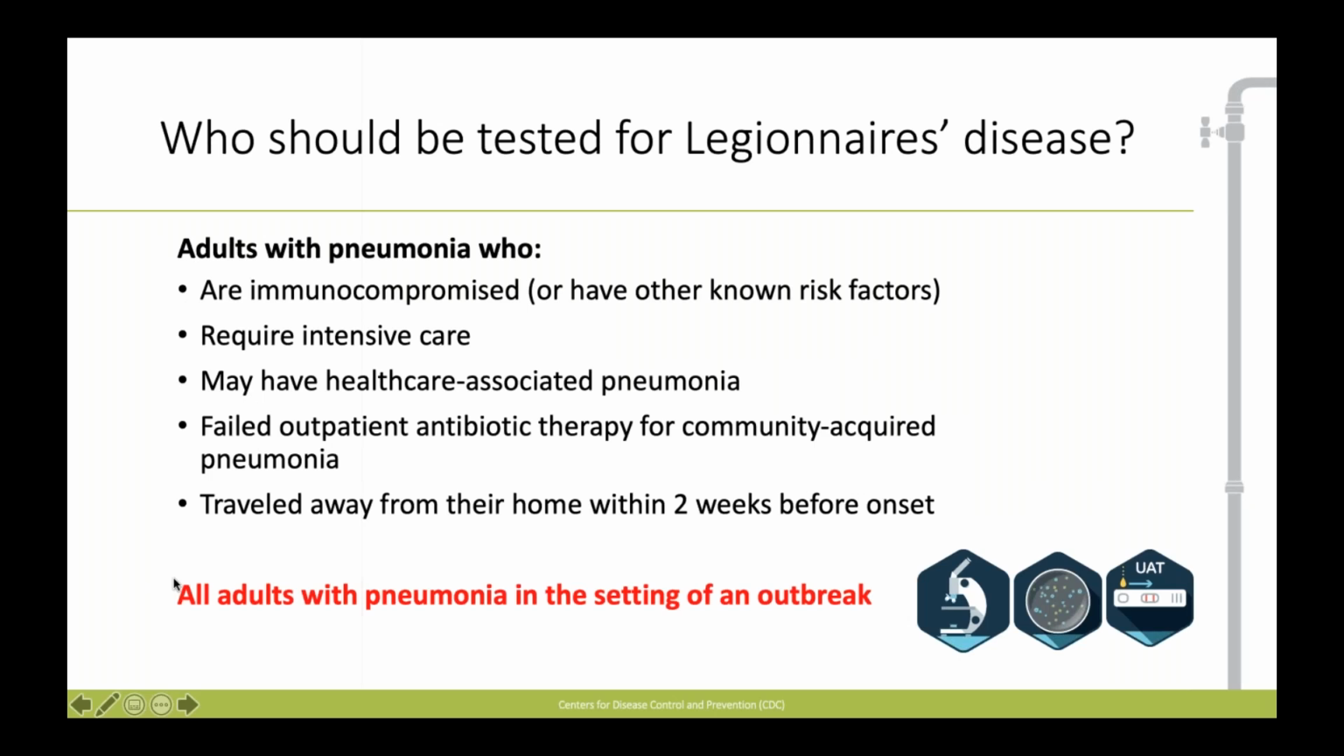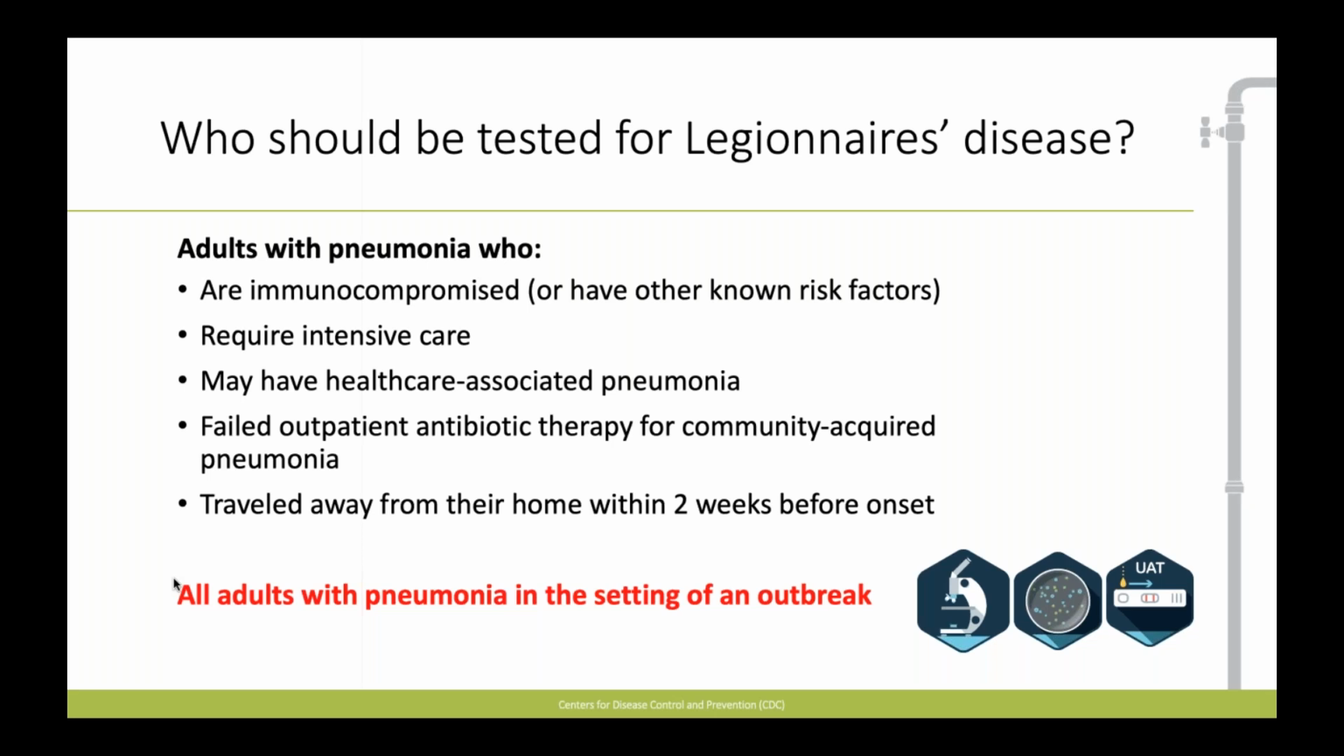So we get the question a lot in the context of healthcare facilities of who should be tested for Legionnaire's disease. Generally, adults with pneumonia who are immunocompromised require intensive care, because we generally see Legionnaire's disease as a particularly specific and severe pneumonia. They may have healthcare-associated pneumonia, so that's always a trigger for potential testing for Legionnaire's disease if they acquired the pneumonia following admission to the hospital. If they have failed outpatient antibiotic therapy for community-acquired pneumonia, I mentioned that a number of frontline antibiotics are very effective against Legionella bacteria, but not all of them.